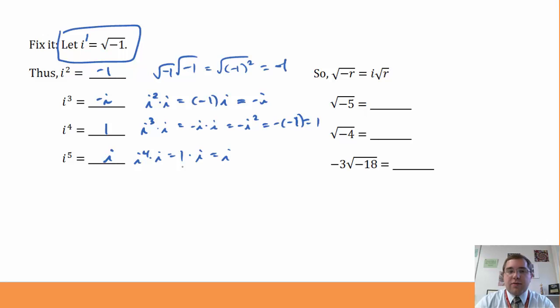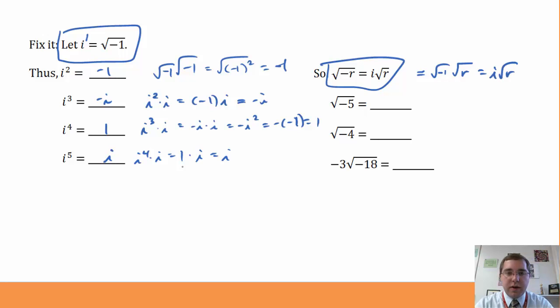Turns out we can do other stuff. If we just call the square root of negative 1 i, then the square root of any negative number can be written in terms of i. The square root of negative r is the square root of negative 1 times the square root of r. That's i times the square root of r.